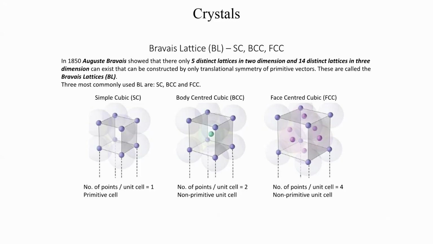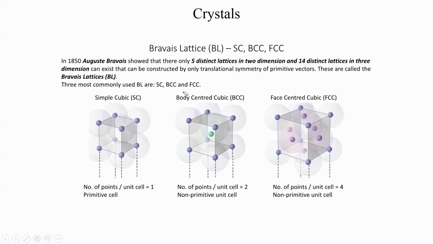Now heading towards 3D, so if you go from 2D to 3D, there are different kinds of lattice structures, and they can be classified into very distinct types, and there are basically 5 distinct classes for 2D lattices and there are 14 distinct classes for 3-dimensional lattices, and these are called the Bravais lattices. So some simple structures which are useful to know for 3D are the simple cubic, the body centered cubic and the face centered cubic.